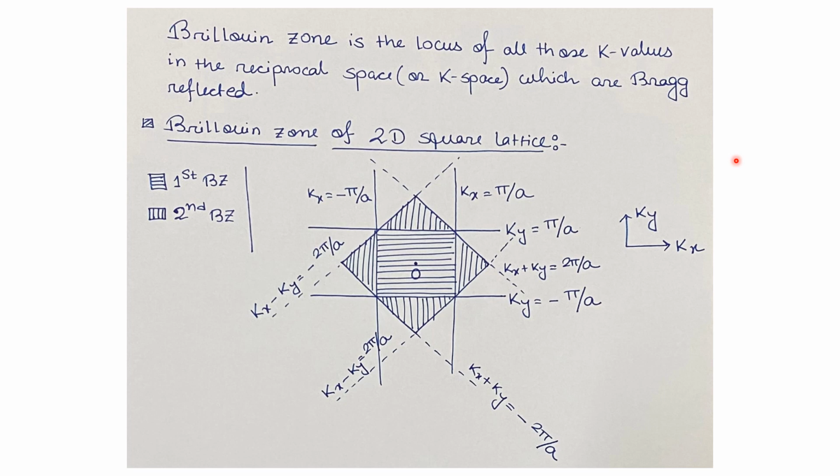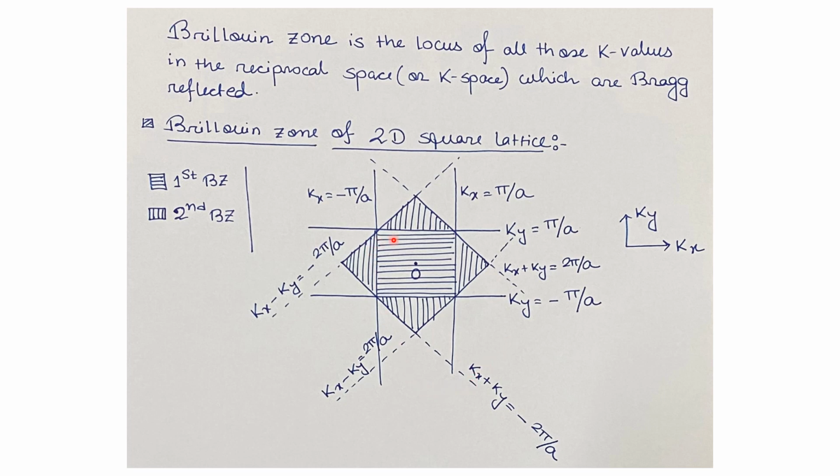So what is Brillouin zone? Brillouin zone is the locus of all those k values or k points in the reciprocal space or k space of a crystal structure which are Bragg's reflected. So you can see here a schematic which is basically describing the first and second Brillouin zone of a 2D square lattice having lattice constant small a. So let us understand how we can describe the first and second Brillouin zone from this schematic.